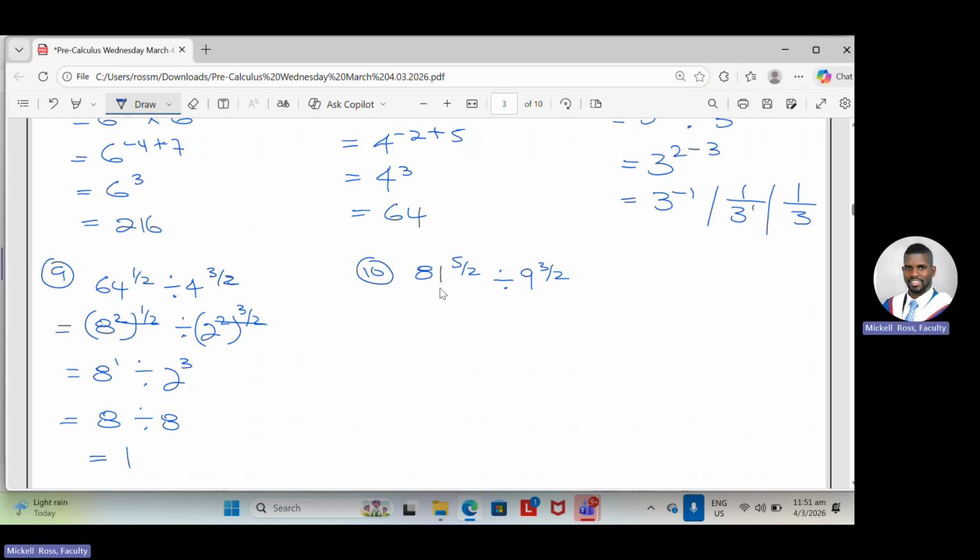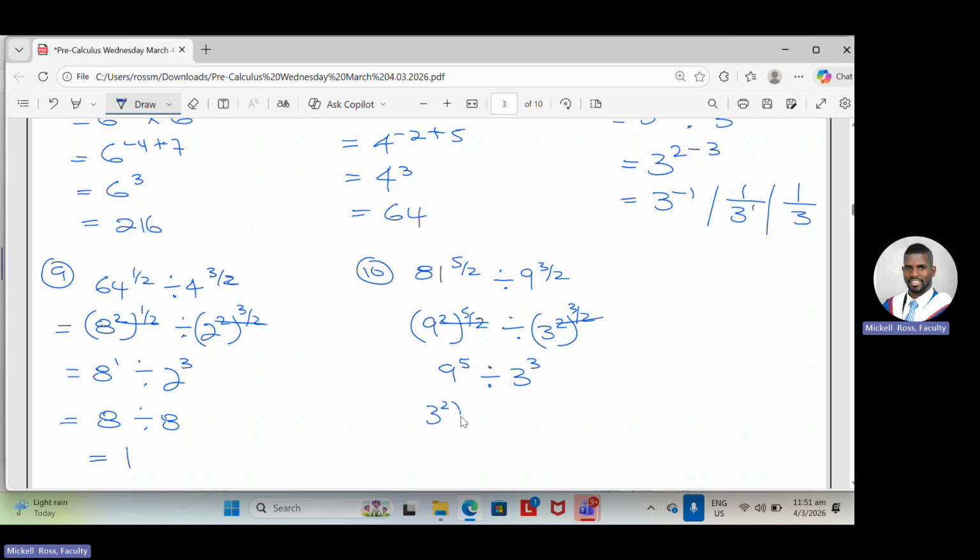All right, what number squared gives you 81? That's going to be 9 squared. You still have 5 halves. And it's going to be 3 squared with 3 over 2. The 2s will cancel, leaving you with 9 to the 5th divided by 3 cubed.